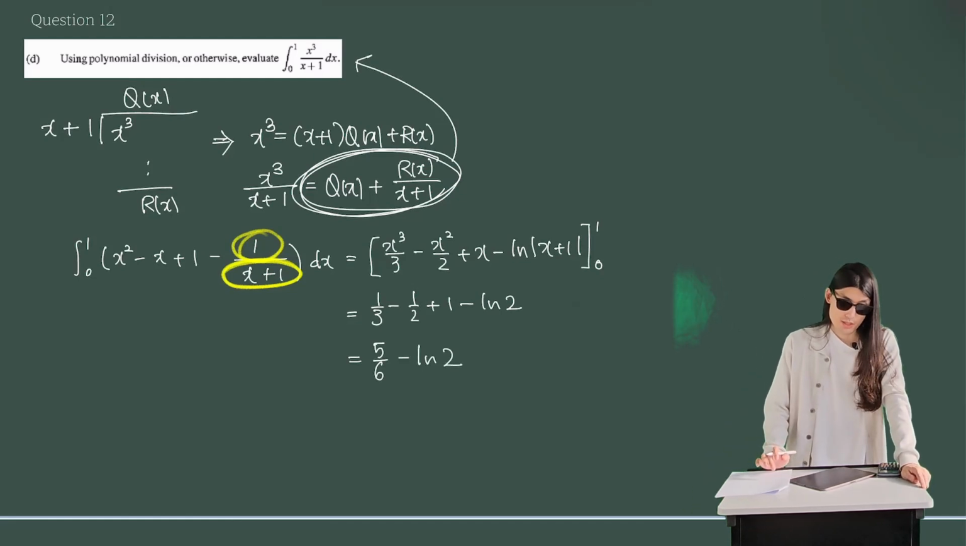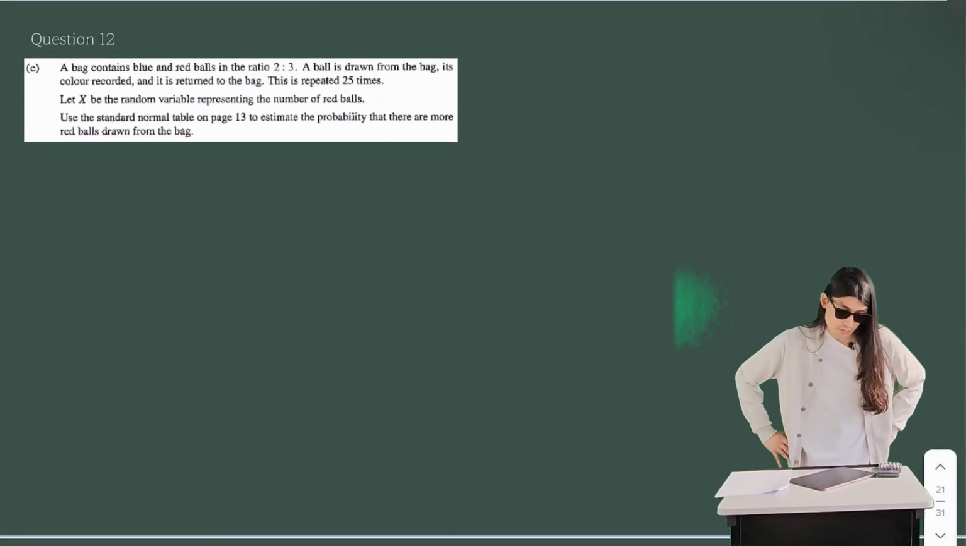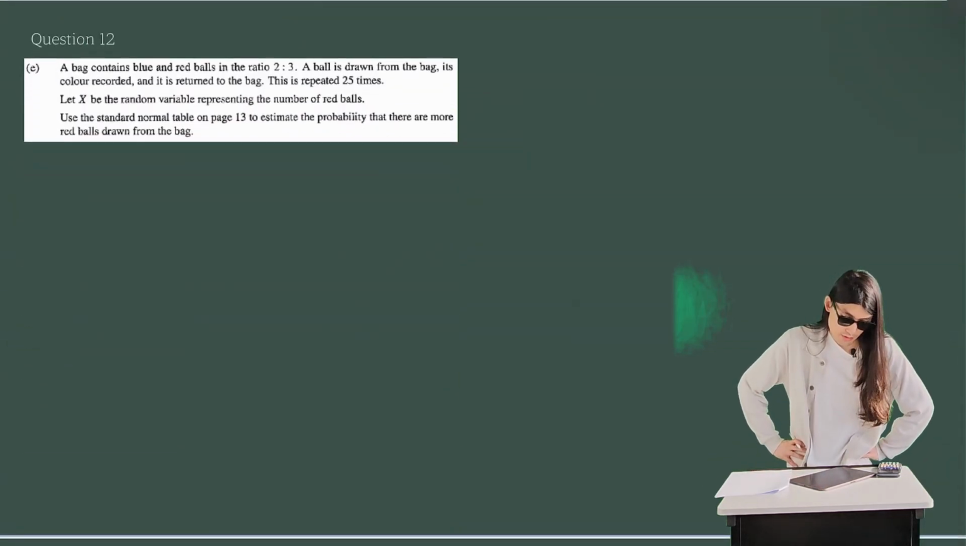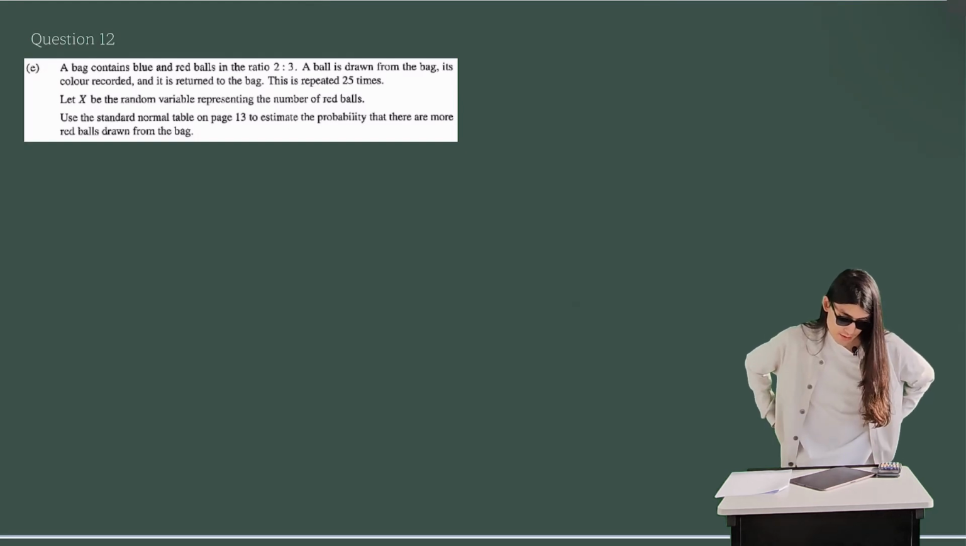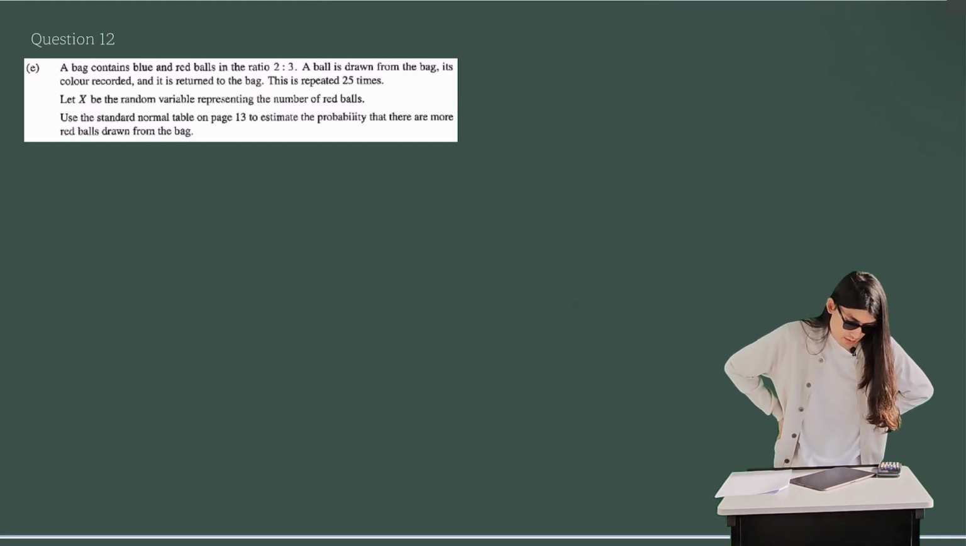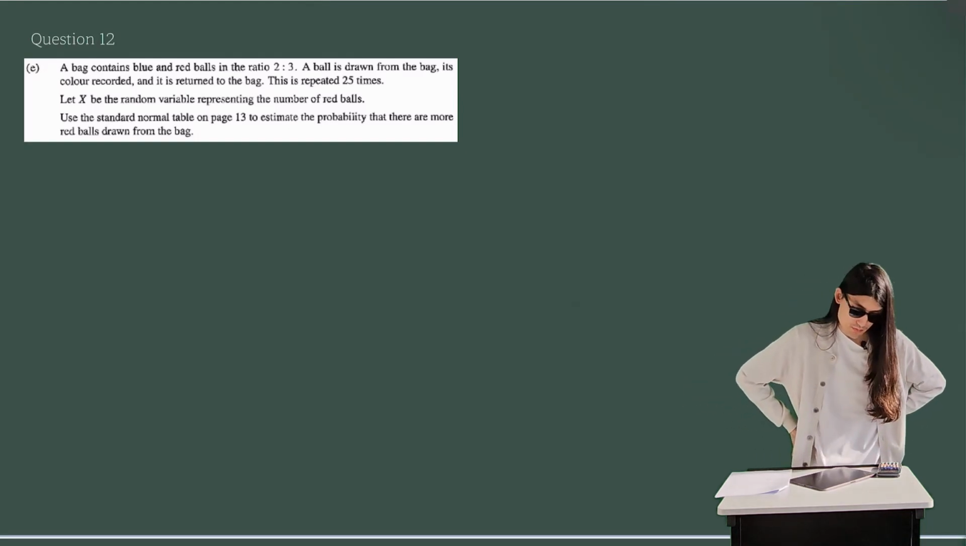Okay? Now, question 12E, the last question for question 12 over here. A bag contains blue and red balls in the ratio 2 to 3. A ball is drawn from the bag, its color is recorded, and it is returned to the bag. This is repeated 25 times. Let x be the random variable representing the number of red balls.